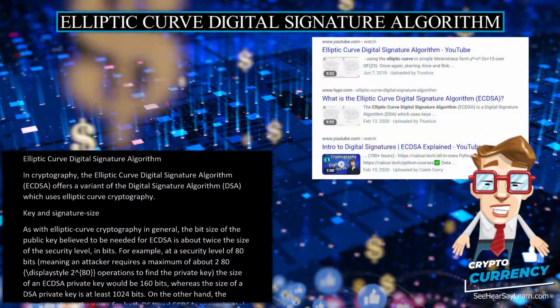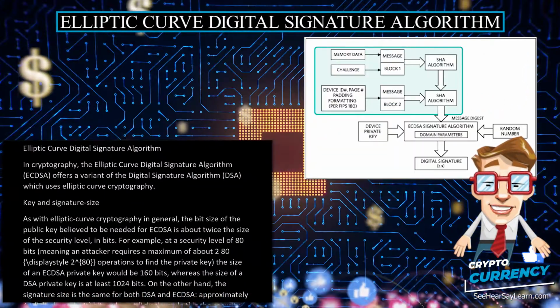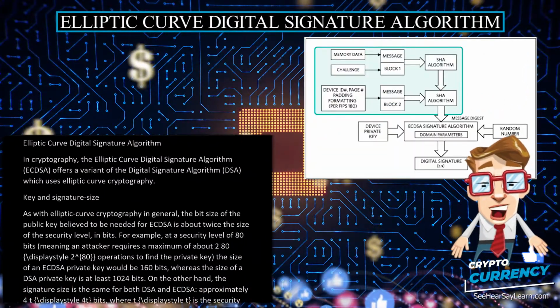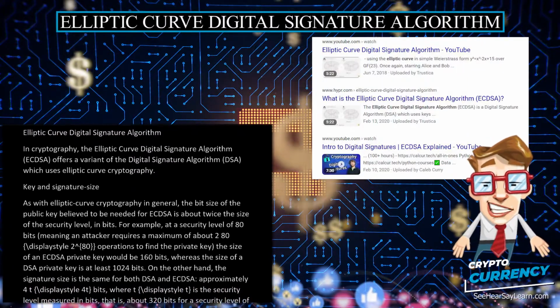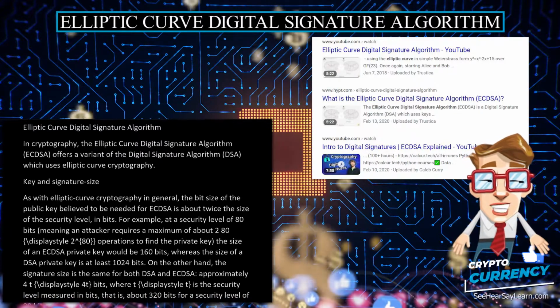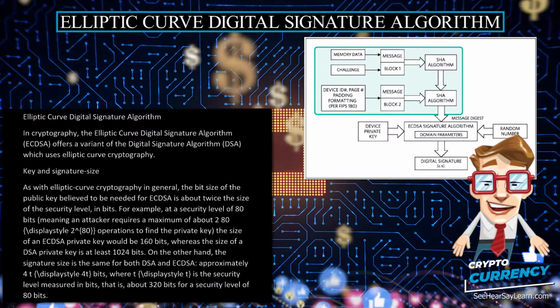Elliptic curve digital signature algorithm. In cryptography, the elliptic curve digital signature algorithm, ECDSA, offers a variant of the digital signature algorithm, DSA, which uses elliptic curve cryptography. Key and signature size.